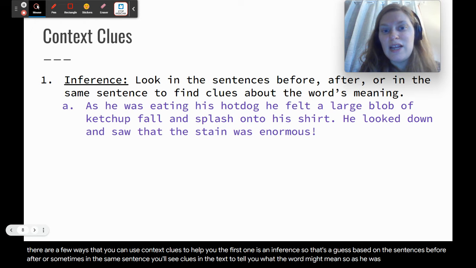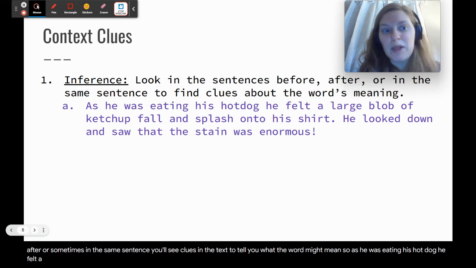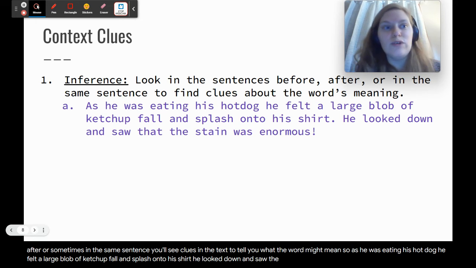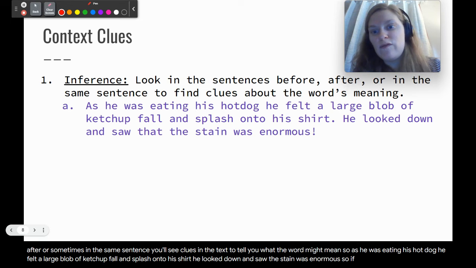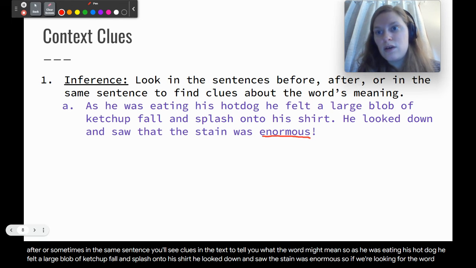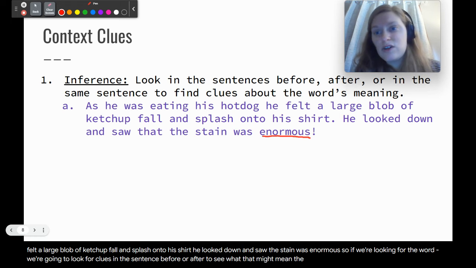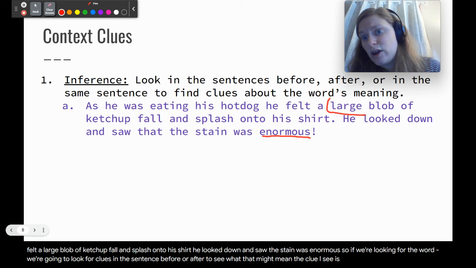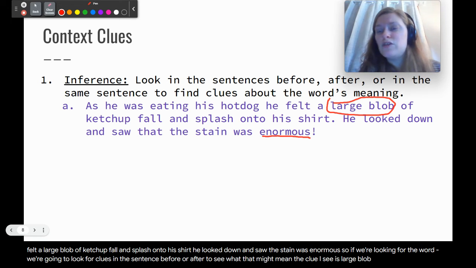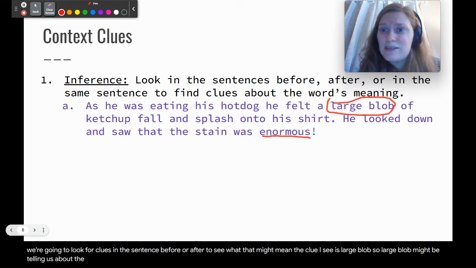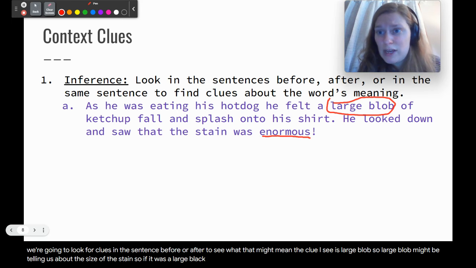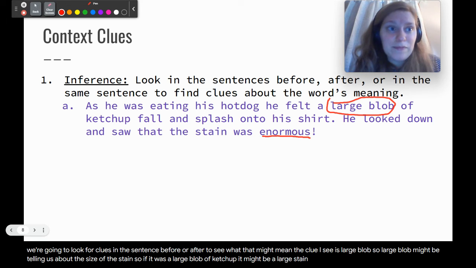So, as he was eating his hot dog, he felt a large blob of ketchup fall and splash onto his shirt. He looked down and saw the stain was enormous. So, if we're looking for the word enormous, we're going to look for clues in the sentence before or after to see what that might mean. The clue I see is large blob. So, large blob might be telling us about the size of the stain. So, if it was a large blob of ketchup, it might be a large stain.